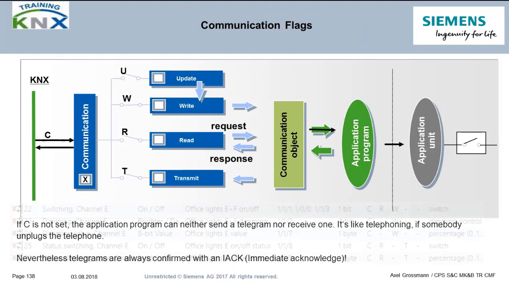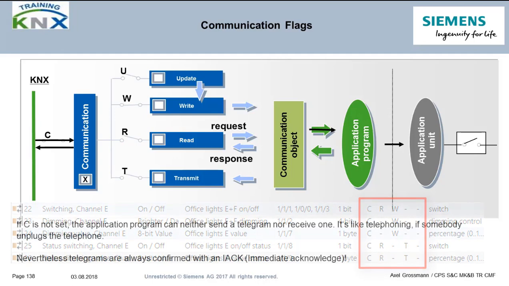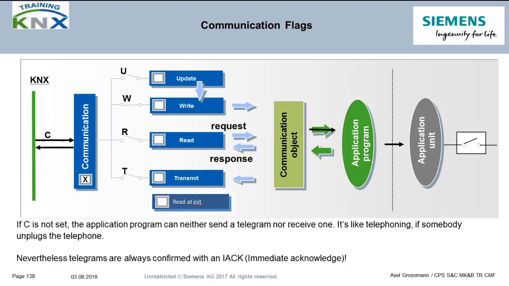Communication flags. Whether a bus subscriber is allowed to communicate with other bus subscribers or not is determined by the so-called communication flags. Communication flags are individual properties of group objects. They can be set differently for each object. There are always at least the 5 flags shown in this image. Newer bus subscribers can also have a 6th flag called read at init.